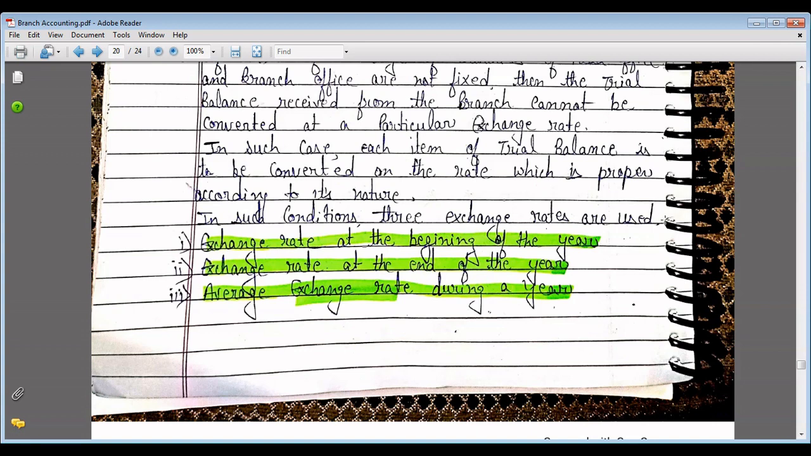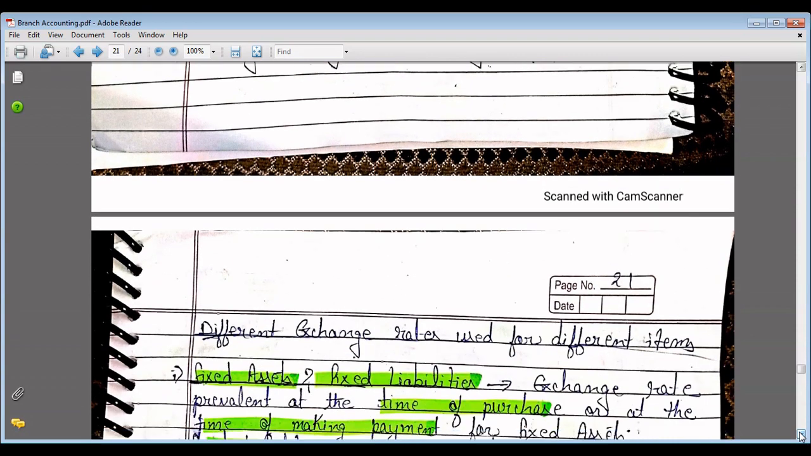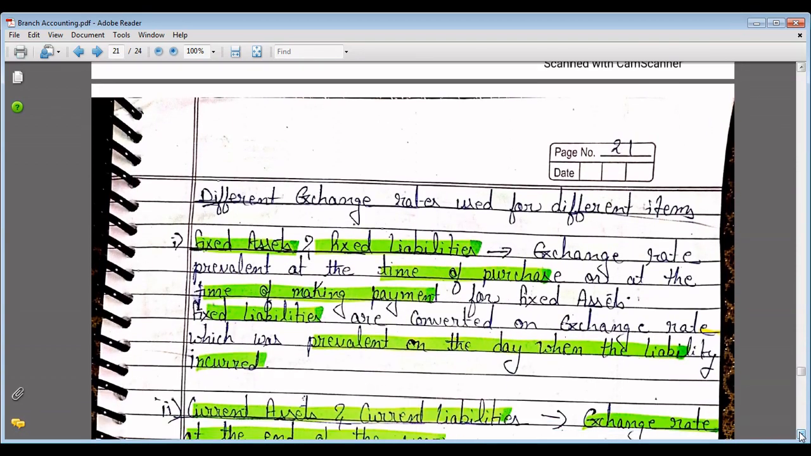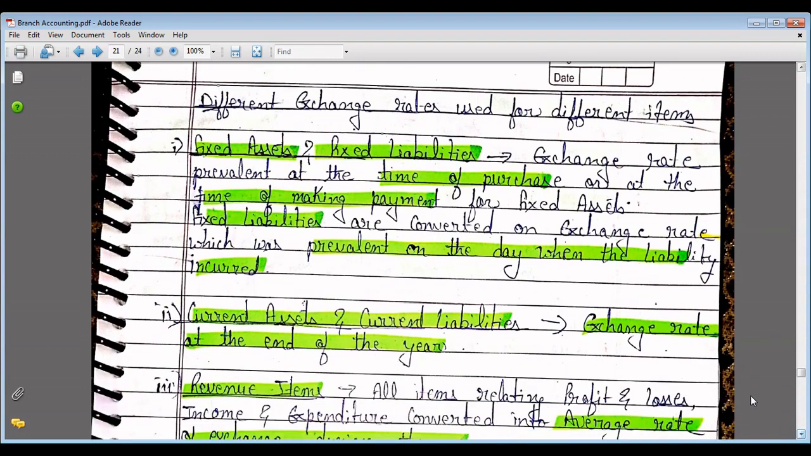In such a condition, three exchange rates are used: the exchange rate at the beginning of the year, the exchange rate at the end of the year, and the average exchange rate during the year. The average rate is calculated as opening exchange rate plus closing exchange rate divided by 2. So different exchange rates are used for different items. For fixed assets and fixed liabilities, the exchange rate prevalent at the time of purchase of fixed assets, or at the time of making the payment for fixed assets, is used, and fixed liabilities are converted at the exchange rate which was prevalent on the day when the liability was incurred.